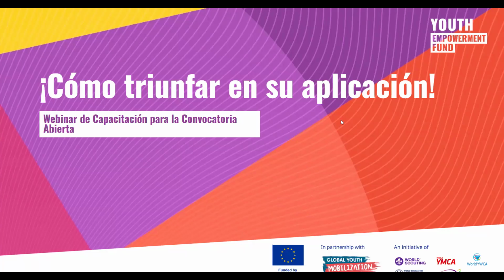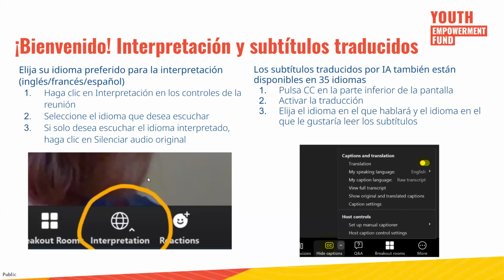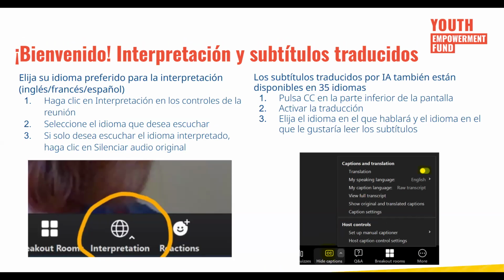Before we deep dive into further details, we want to share logistics that will help you participate and be well engaged in this session. First and foremost, this session is being offered in English and interpreted in Spanish. So you have the ability to choose your preferred language for interpretation. To choose your preferred language, either English or Spanish, please click on the interpretation in the meeting controls. If you look on your screen, it is encircled. When you click on that, select the language you want to hear. It's either English or Spanish. And if you want to hear only the interpreted language, you can click mute original audio.